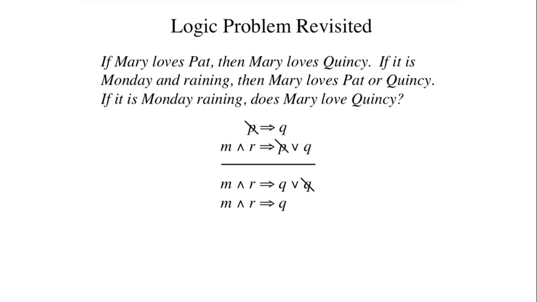Given this formalization, we can use a reasoning rule analogous to the rule for subtracting equations to answer our question. We notice that P occurs on the left-hand side of one sentence and on the right-hand side of the other. Whenever this occurs, our rule allows us to cancel the P and thereby derive the conclusion that if it's Monday and raining, then Mary loves Quincy or Mary loves Quincy. Dropping the repeated symbol on the right-hand side, we arrive at the simpler conclusion that if it's Monday and raining, then Mary loves Quincy.